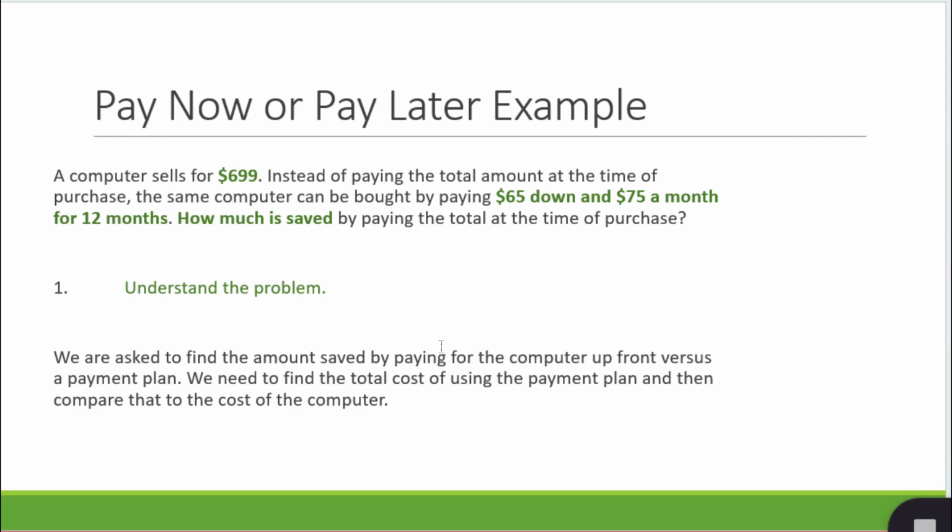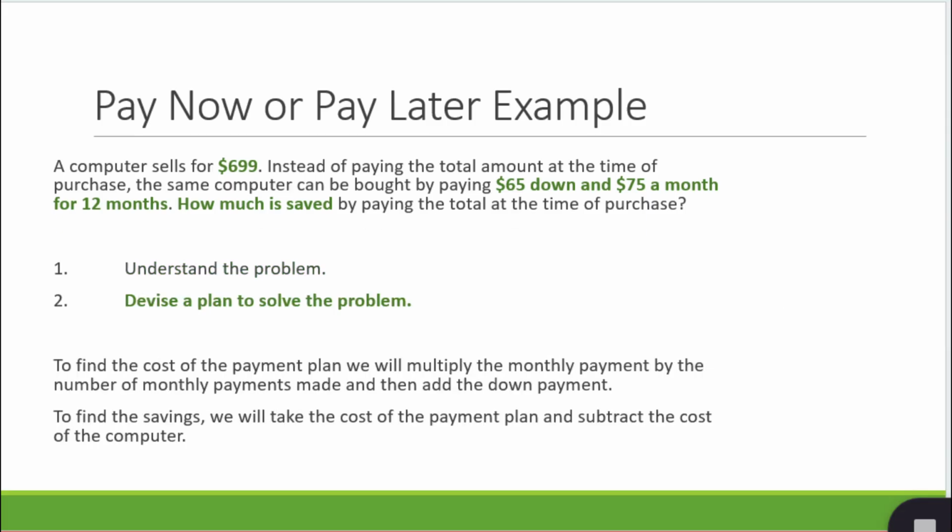We are asked to find the amount saved, so we need to find out how much this second option would cost, right? And we know the numbers here. We know $65 down and then $75 a month. So that's what we know, and we're looking for this difference. So let's come up with a plan for doing that. All right, step 2, devise a plan.